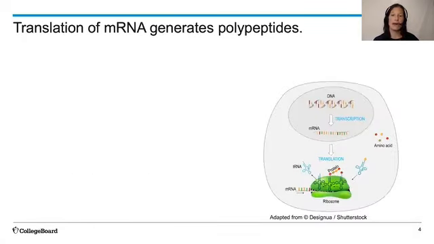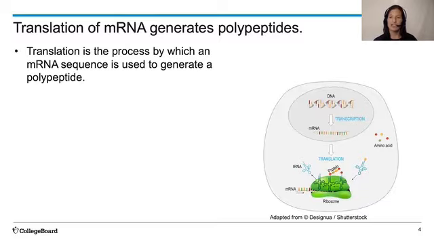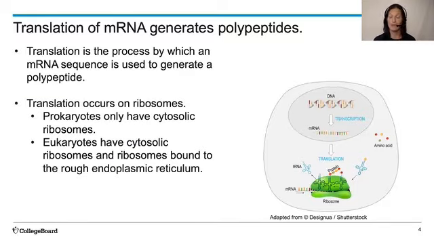Translation of mRNA generates polypeptides. So our main idea is that translation is a process by which that mRNA sequence is going to be used to generate a corresponding appropriate polypeptide. This occurs on ribosomes. Prokaryotes only have cytosolic ribosomes, whereas eukaryotes have ribosomes both in their cytosol and ribosomes that are bound to the endoplasmic reticulum.